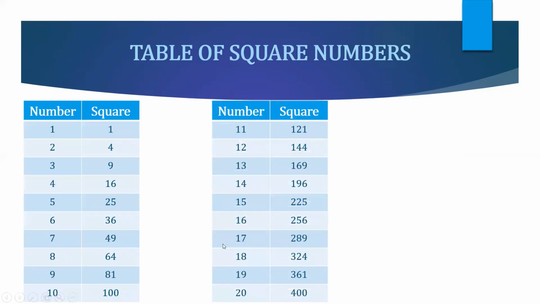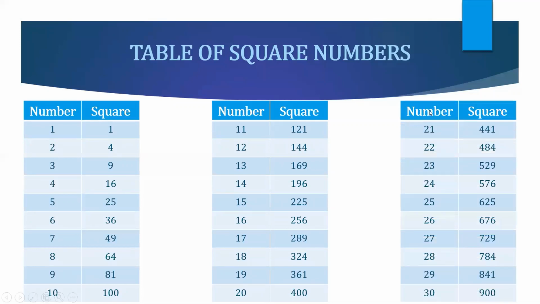Same for numbers from 11 to 20, we have 11 square is equal to 121, 12 square is equal to 144, 13 square is equal to 169, 14 square is equal to 196, 15 square is equal to 225, 16 square is equal to 256, 17 square is equal to 289, 18 square is equal to 324, 19 square is equal to 361, and 20 square is equal to 400.